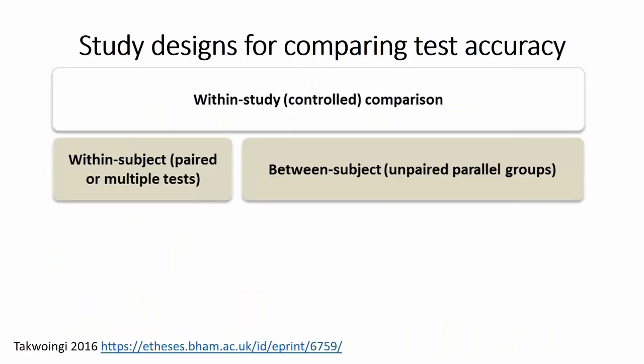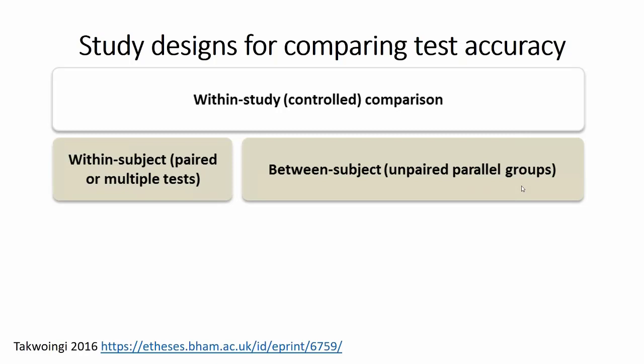And I'll start by providing some context for what comes later by looking at study designs for comparing test accuracy. So ideally, what we would like to do is to compare test accuracy head to head in a study, which is what I've referred to here as a within study comparison. And we can do this either by using a within subject design, which we often refer to as paired, particularly when we've only got two index tests. And the alternative is a between subject unpaired design.